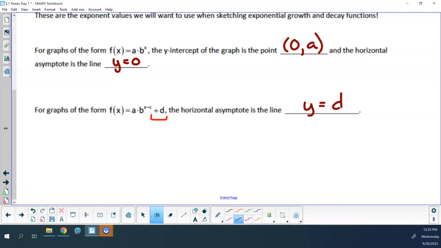Okay? I will tell you this right now. Hear me now, and believe me when we take the test. If we ask you for the horizontal asymptote and you just give us the number, not y equals the number, you are wrong. And don't come crying to us. Okay? Asymptotes are lines, not numbers. So you need to give it in line form.